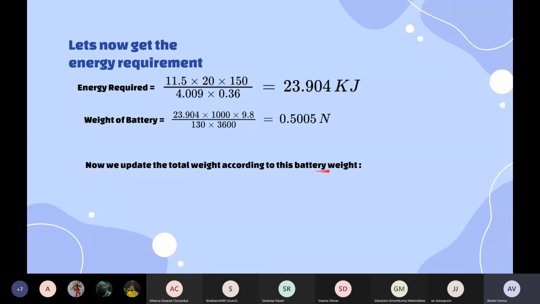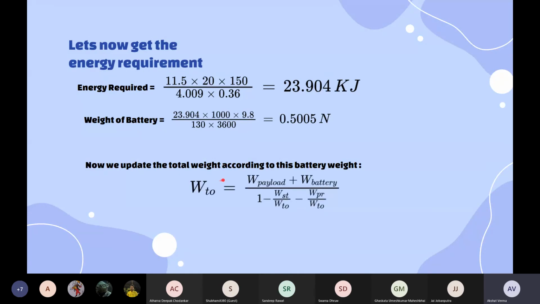So now what we do is we update the total weight according to this battery weight. So we took up some weight, that is 11.5 Newton for the first iteration. Now we have completed the first iteration by getting the weight of the battery, that is 0.5005 Newtons. Also we have the weight of the payload we require. So we now update the total weight according to the battery weight, because we didn't know what battery weight the previous aircraft was using, and that need not be the same for ours too. So we update this total weight according to the new battery weight.